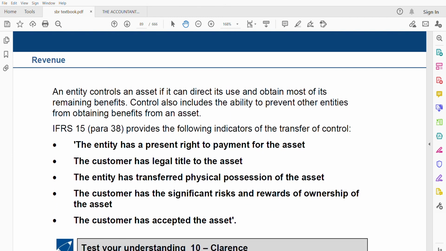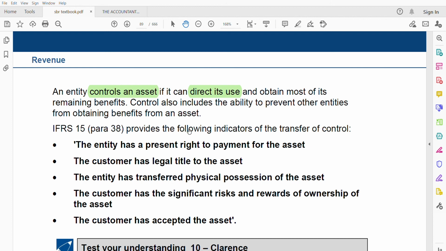Now, an entity controls an asset if it can direct its use and obtain most of its remaining benefits. How do you say an entity controls an asset? If it can direct its use, if they have the power to say this is how they are going to use it, and also the benefit. They are going to get most of the remaining benefit. Then an entity controls an asset. Control also includes the ability to prevent other entities from obtaining benefit from an asset. Whatever benefit is there from that asset, only you will get it. Other entities will not get benefit from it. Then that is known as control. That means you have the control over the asset.